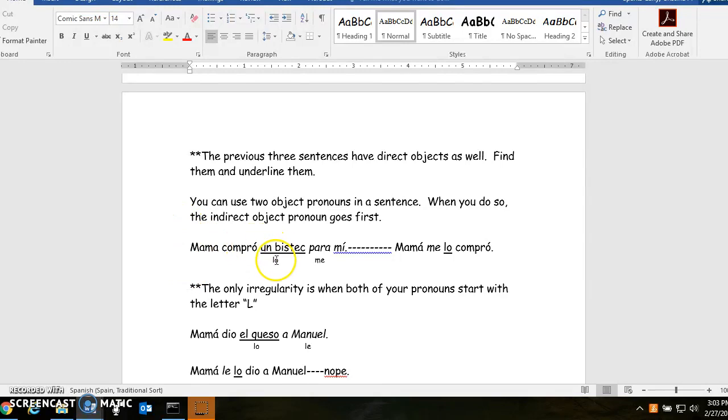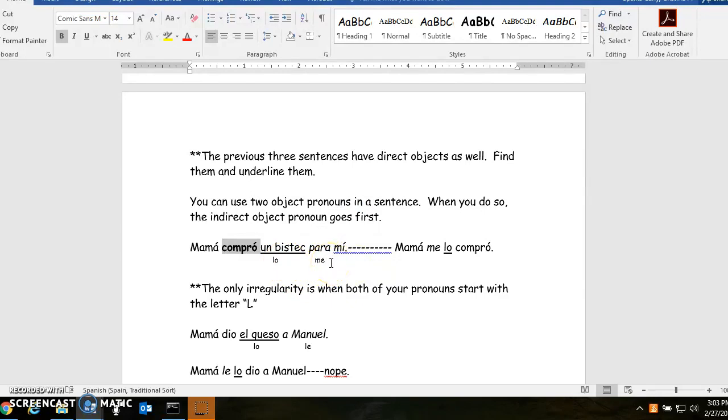Mamá compró un bistec para mí. Mamá has an accent mark, so let's go ahead and fix that typo. Mamá compró un bistec para mí. Always find the verb, compró. Mamá compró. What did she buy? Un bistec. For whom? For me. So bistec goes to lo. Para mí goes to me.